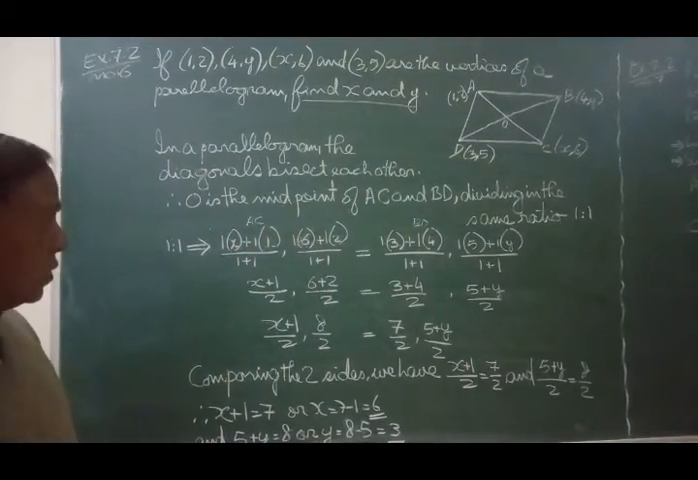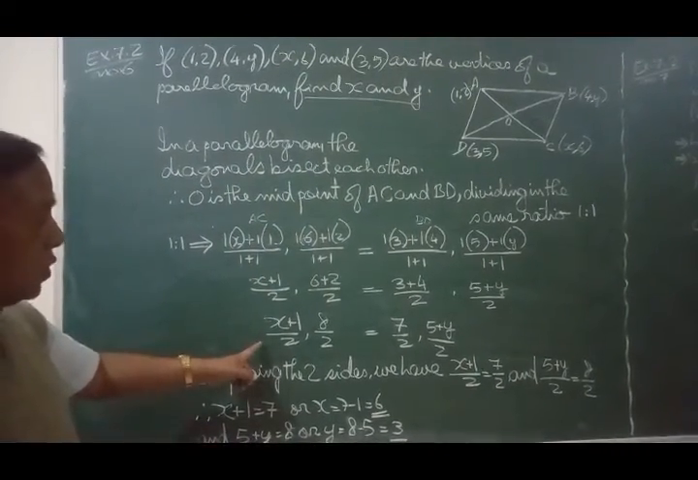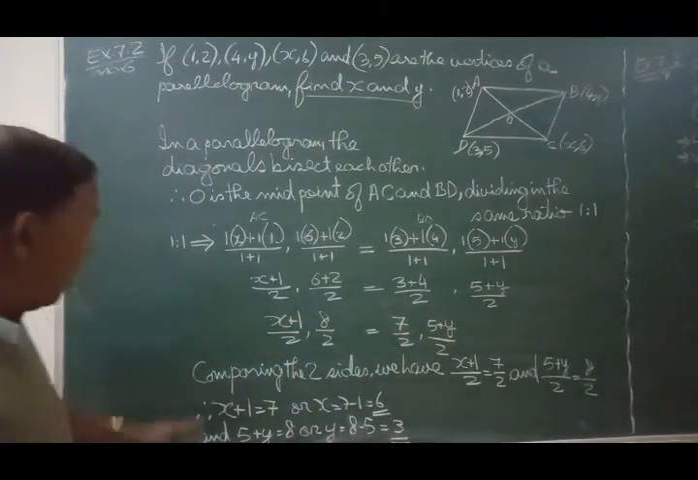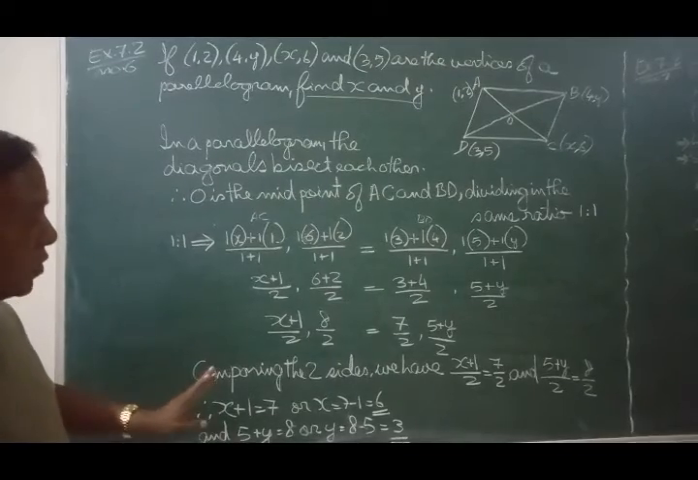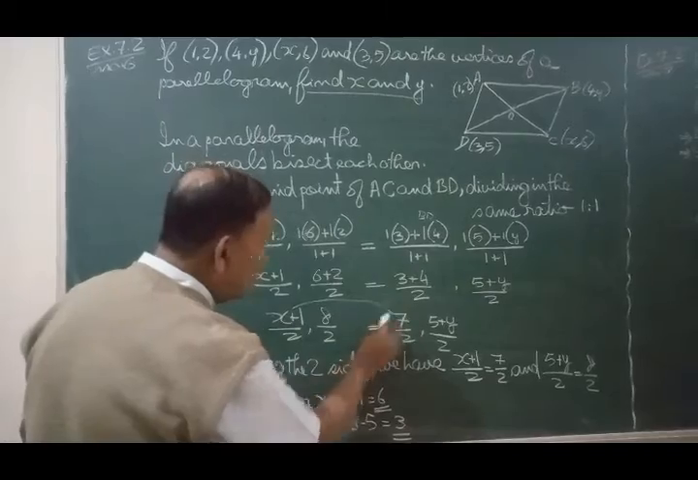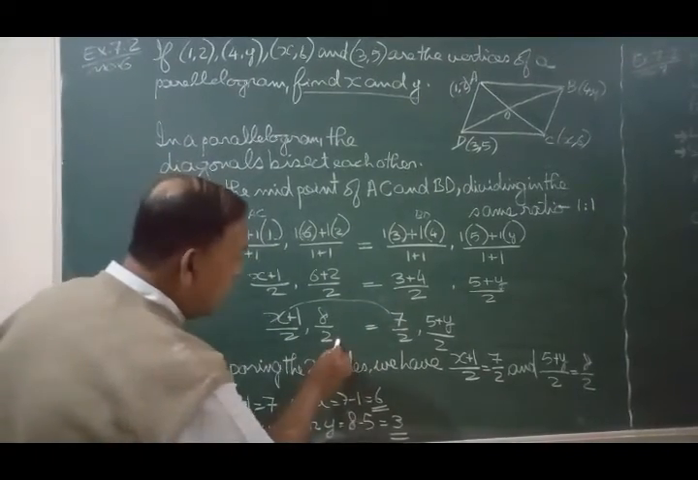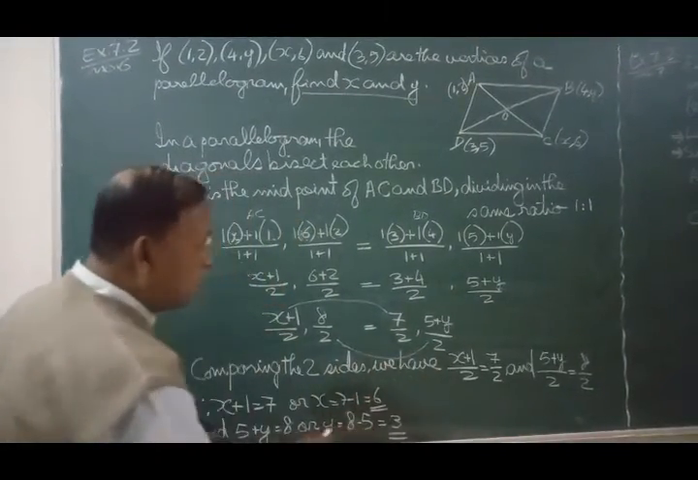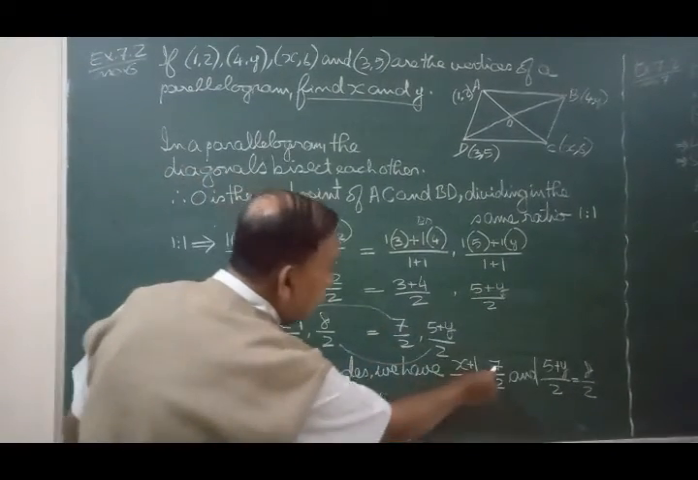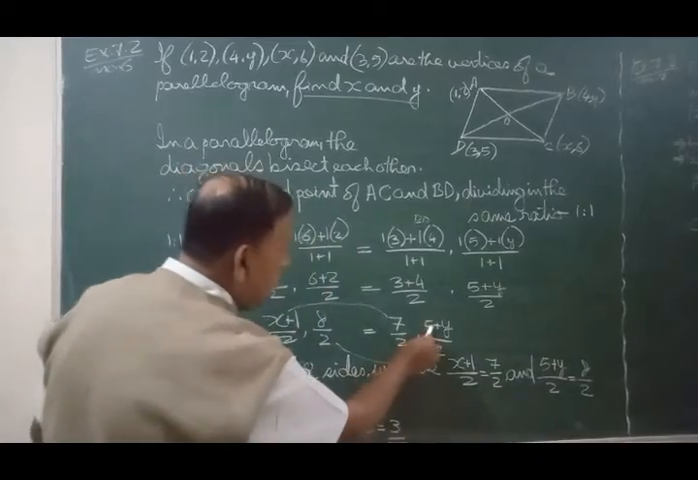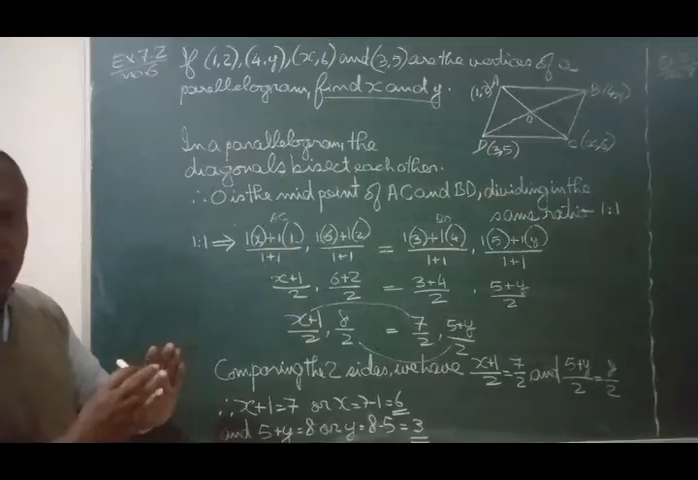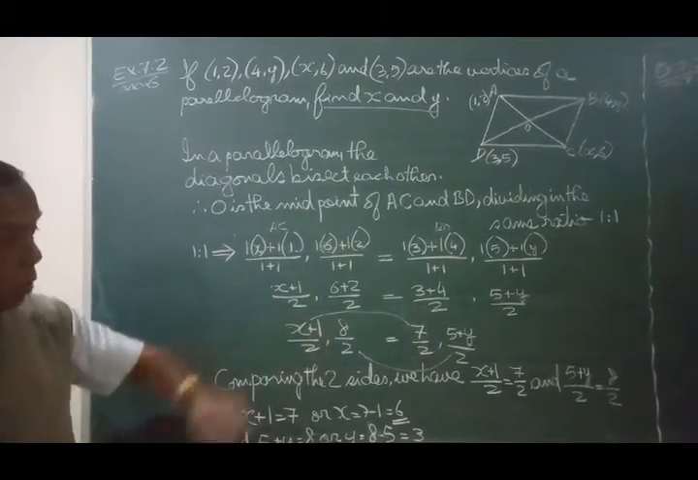And then what happens? Here again we simplify: 8 upon 2, 7 upon 2. Now compare. What is the meaning of compare? This connects to this, and this connects to this. So we compare and we say x plus 1 upon 2 is 7 upon 2, and here this is equal to this. That is the meaning of compare. Both sides are in the same ratio, so both are equal.